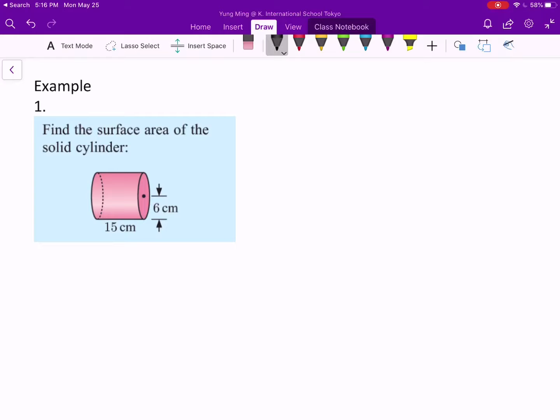The first one over here, we want to find the surface area for this cylinder. So let's use our formula. SA equals 2 pi r squared plus we have the 2 pi r, which represents the circumference, and then multiplied by the h. Right? This whole thing over here will take care of your lateral area.